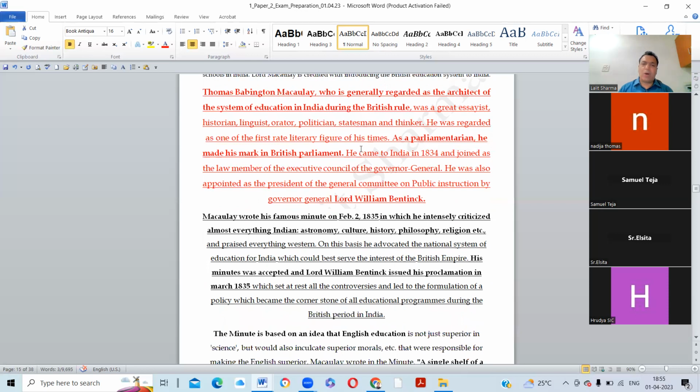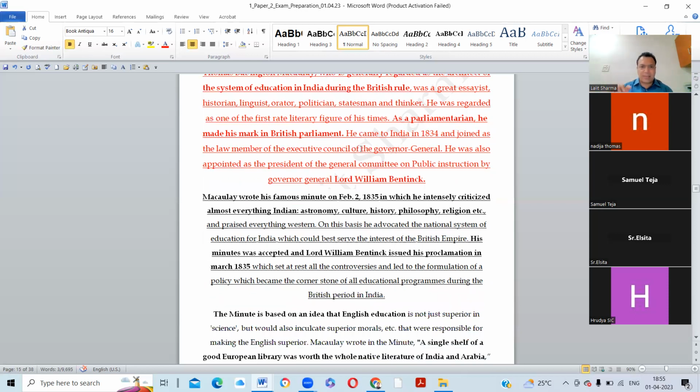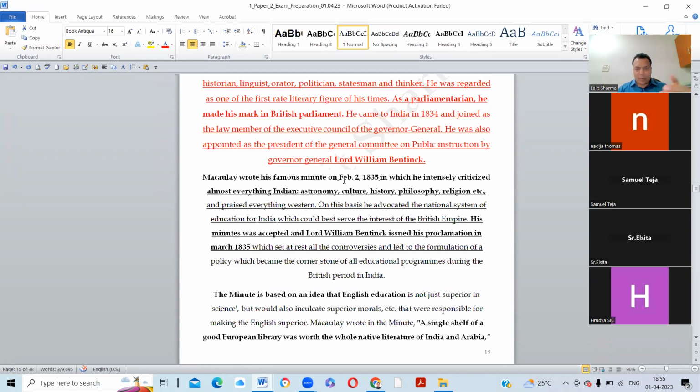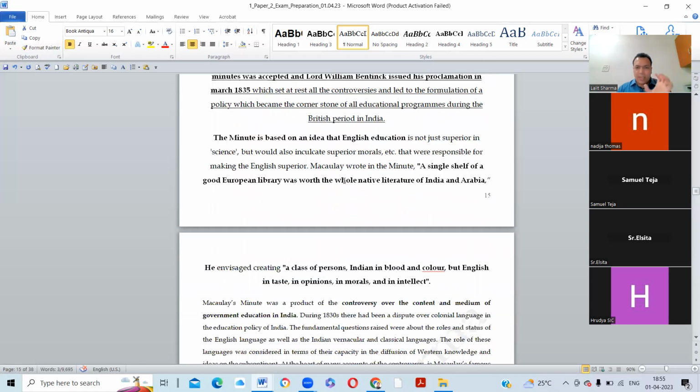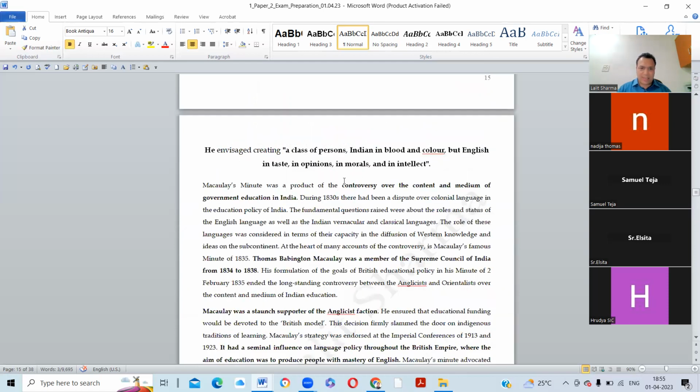So the Macaulay minute, we have already discussed, and we discussed a little bit here. Basically he worked on the education part, and during his speech he advocated that there should be compulsory English education. So you can say it is the introduction of the English language. This speech was given by Macaulay and was approved by Governor General Lord William Bentinck. You can see that I have made it bold and underlined, so that the main point we can discuss in the class.